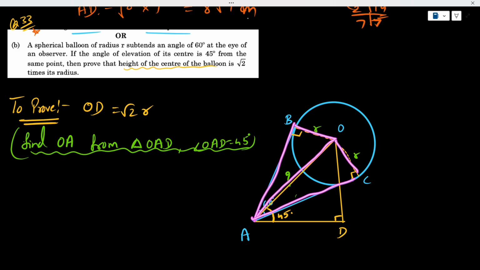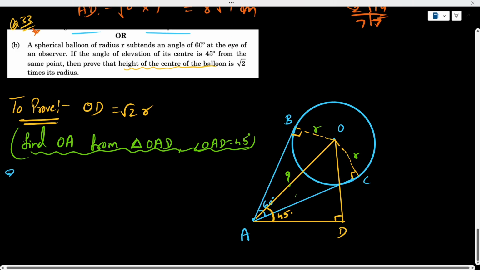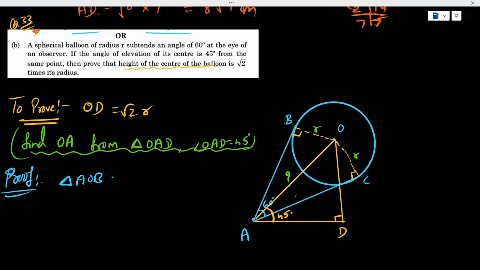But I am having the complete angle here 60 degree. So can we start writing here? This is going to be the proof part here. You need to show that triangle AOB will be congruent to triangle AOC using RHS congruency. You please write down all the steps. I'm just writing this because we have seen how do we prove these two triangles. Tangents drawn from the external point are equal in length.